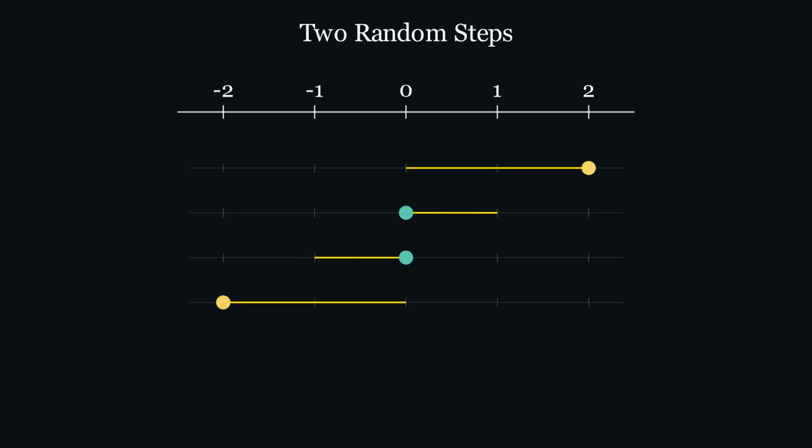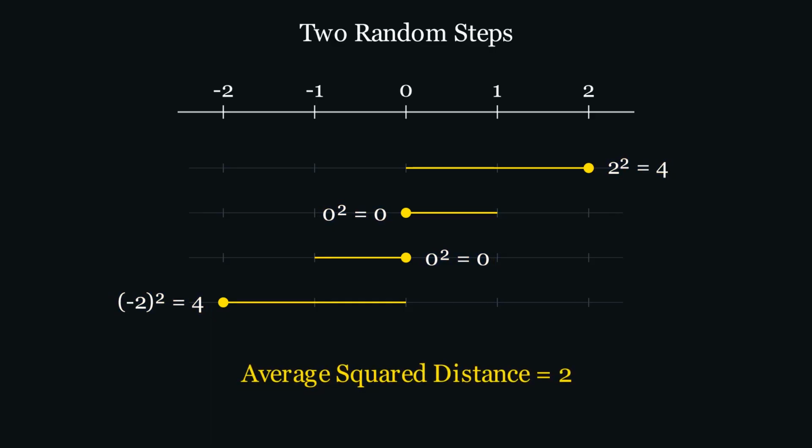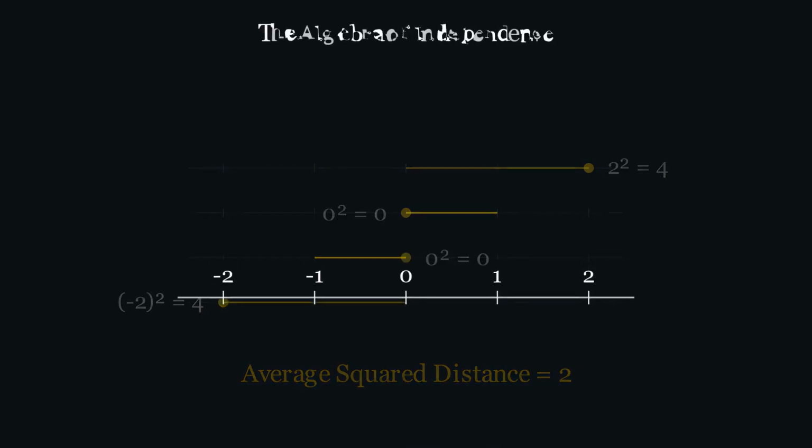Now let us square each final displacement. 2 squared is 4. Negative 2 squared is also 4. 0 squared is 0. If we average these 4 outcomes, 4, 0, 0, and 4, we get exactly 2. After 2 steps, the average squared distance is precisely 2. This is not a coincidence.